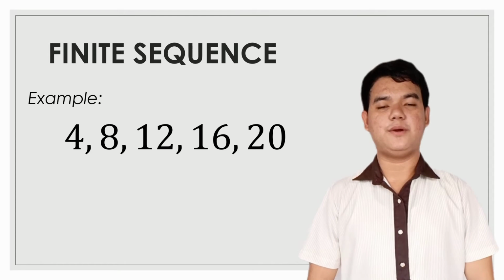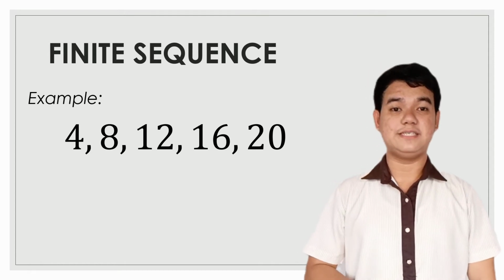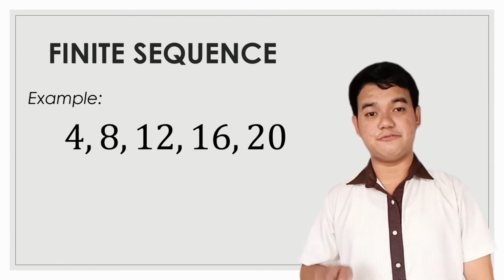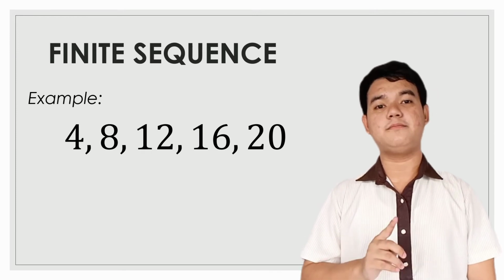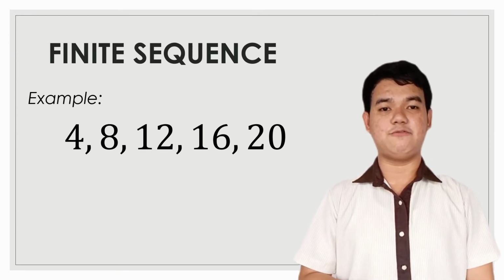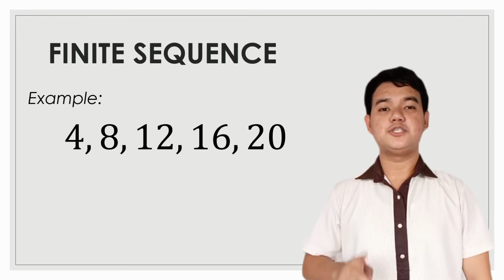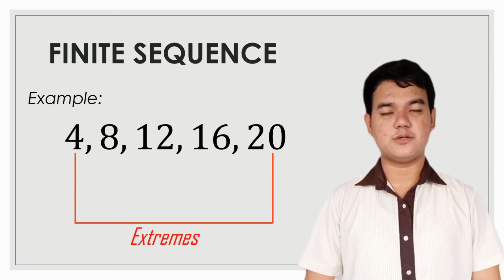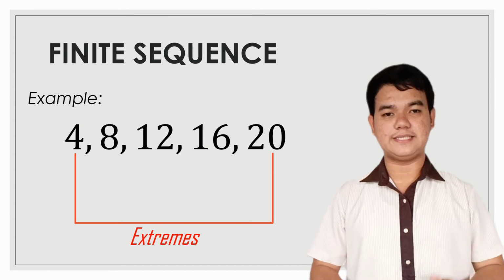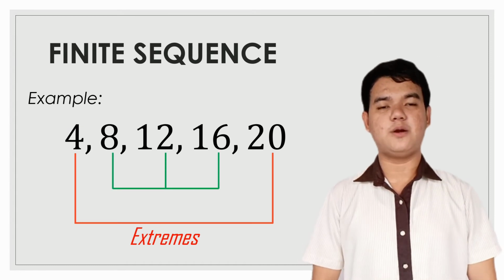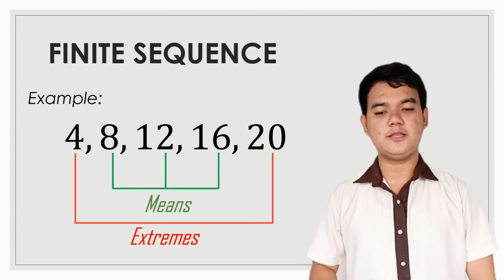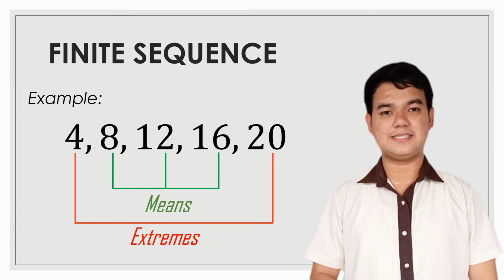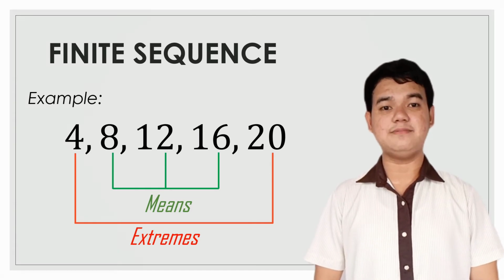Example of finite sequence will be 4, 8, 12, 16, and 20. So 4 here is the first term, 8 is the second term, 12 is the third term, 16 is the fourth term, and 20 is the last term. So 4 and 20 are what we know as the extremes, or the first and the last term are the extremes, and the middle terms are what we know as the means. So 8, 12, 16 here are the means. Okay, take note of that, the extremes and the means.